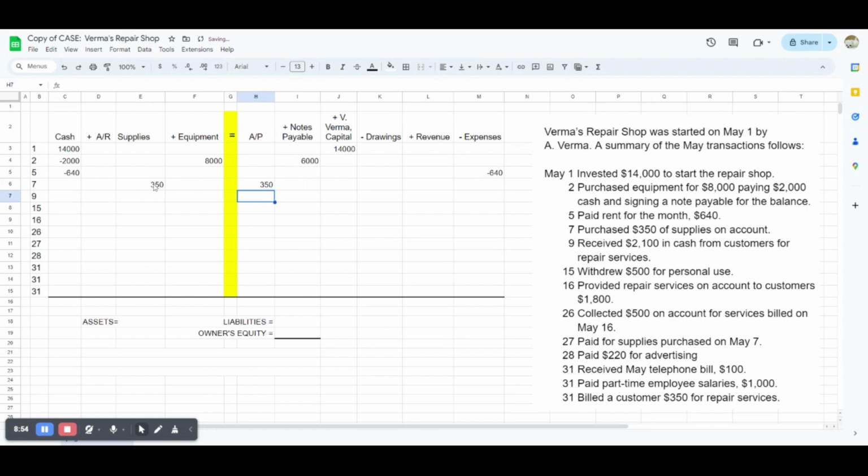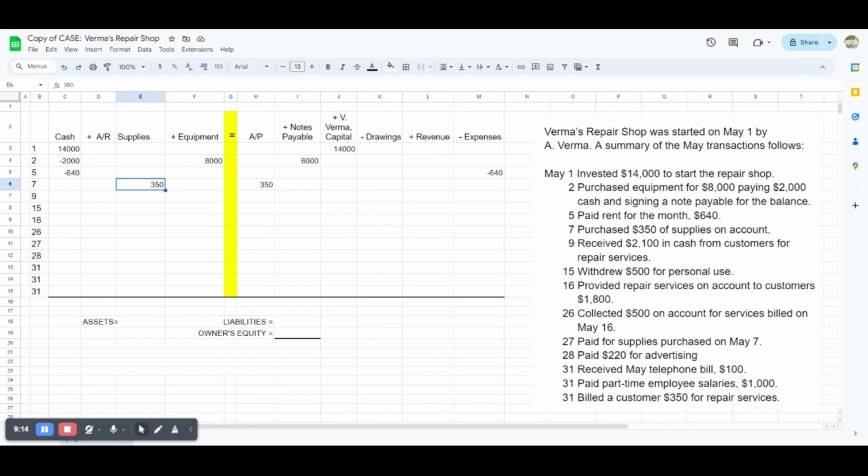So as you can see, this column 6, it's balanced because there's $350 in the assets section and $350 in the liabilities plus owner's equity section.